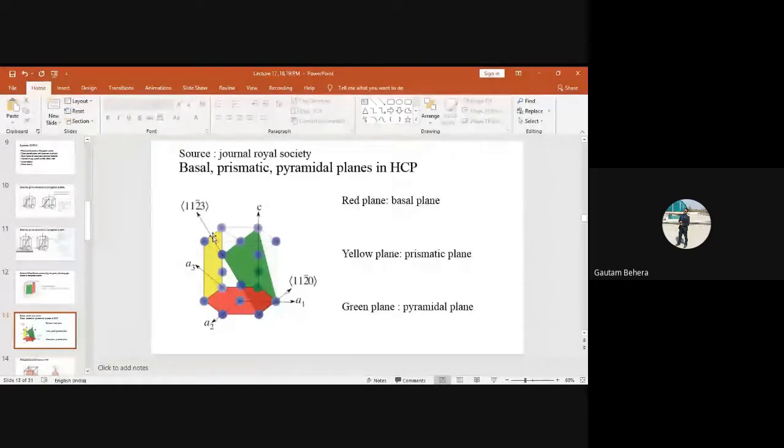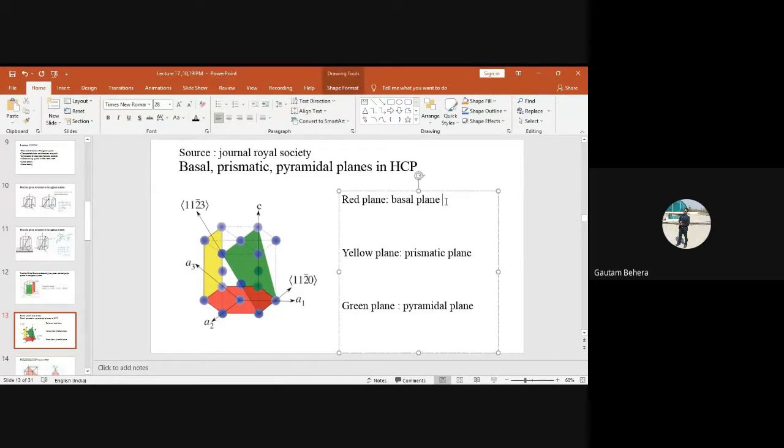So, all this yellow plane and all the planes around it will be prismatic, right? Okay, so you want to find out the Miller-Bravais indices of this red plane. What will they be? What can I write? I will write parentheses for the plane, and then insert the four coordinates. So what will it be?